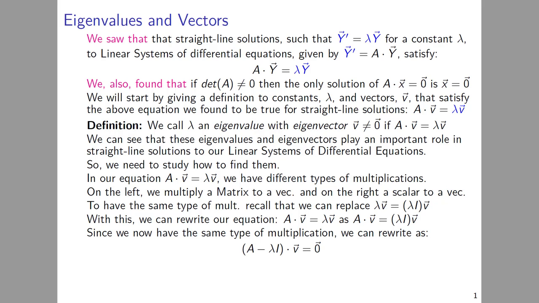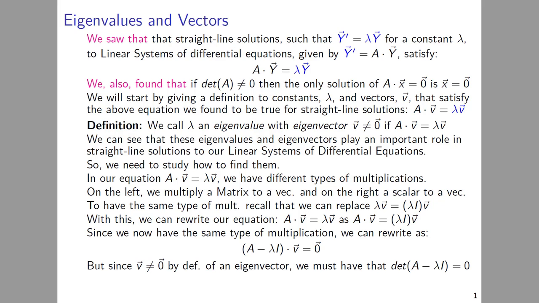But we said above, if we have a matrix times a vector and get the zero vector, then either the determinant of that matrix is 0 or the vector is 0 itself. Since v is not 0 by definition of an eigenvector, we must have that the determinant of A minus lambda I is 0. So we can conclude that if lambda is an eigenvalue of A, then the determinant of A minus lambda I equals 0. And this will give us a way to find our eigenvalues.